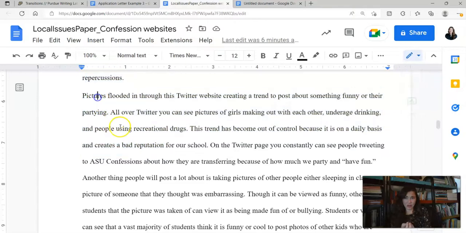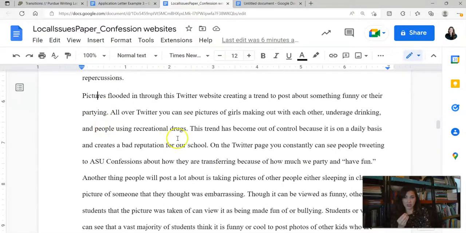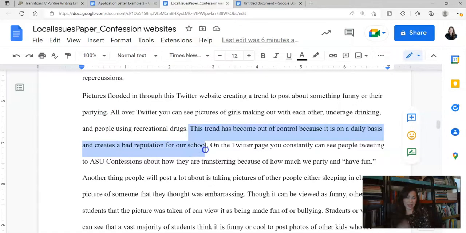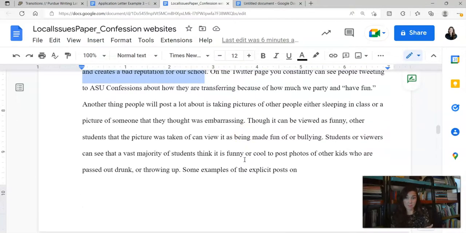It creates, so talking about pictures and posting and partying, and then it says what these do. This trend is out of control because it creates a bad reputation for a school. They took the previous information in the previous paragraph and matched it with what they're going to talk about in this paragraph. Okay? They talk about why it could be bad, right?